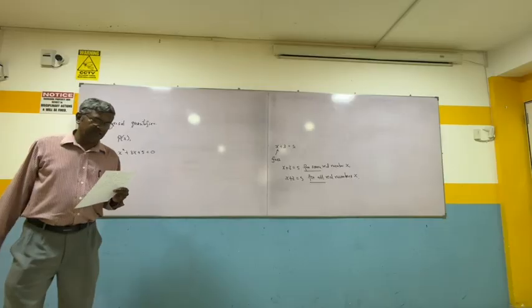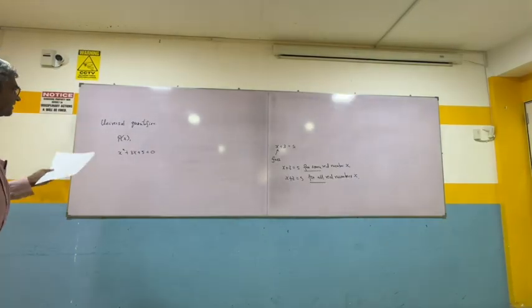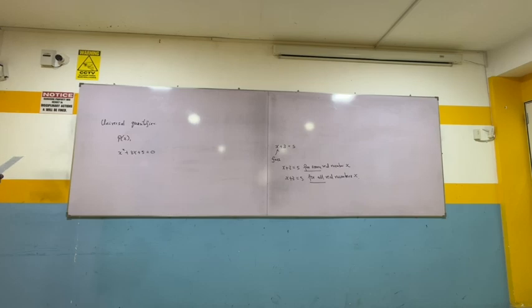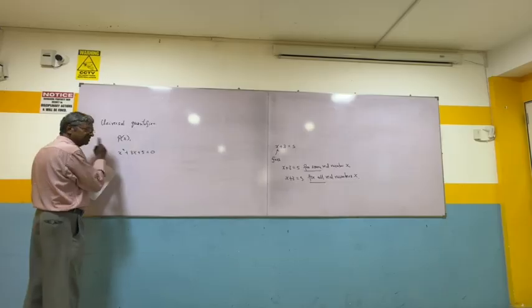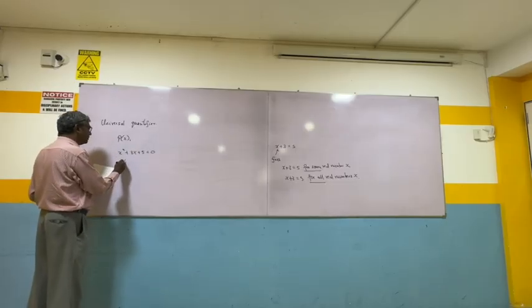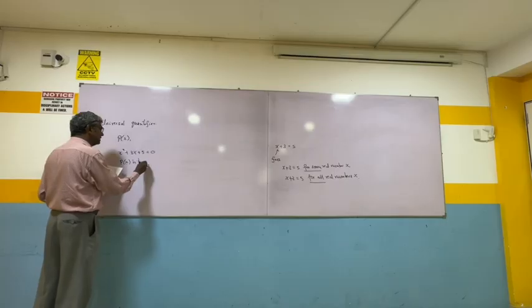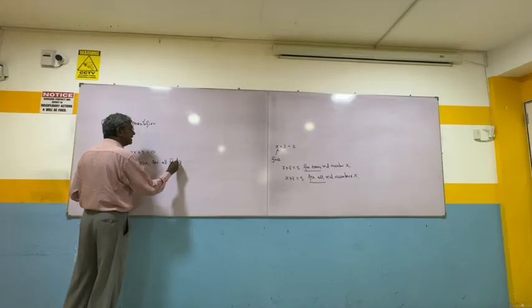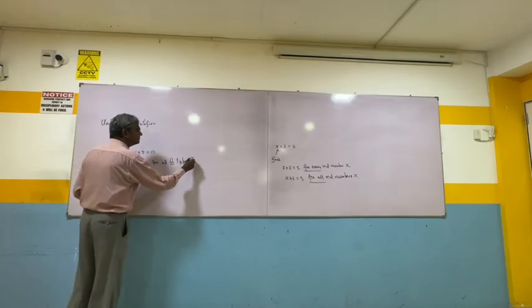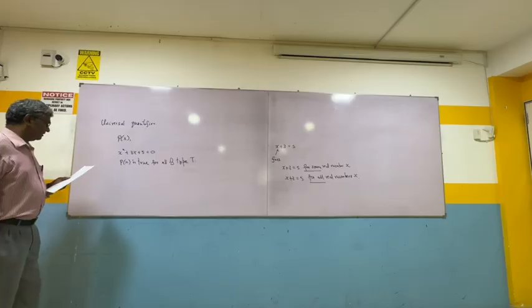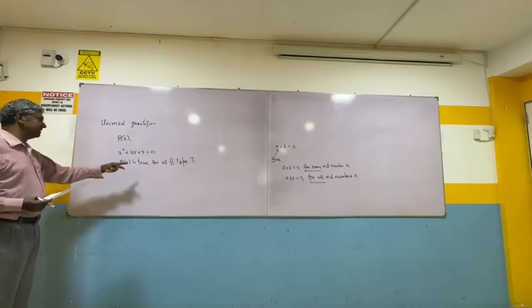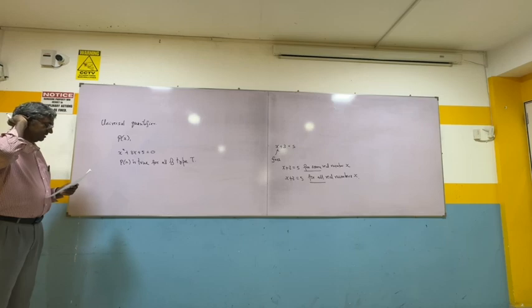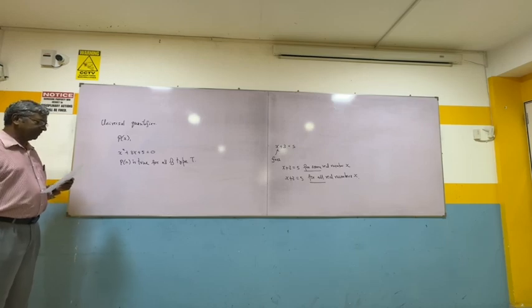Let Px be some statement depending on the free variable x. X is free. I haven't written anything about x. The statement Px is true for all x of type T. Say Px is true for all x of type T. This means that given any x of type T, Px is true regardless of the value of x.